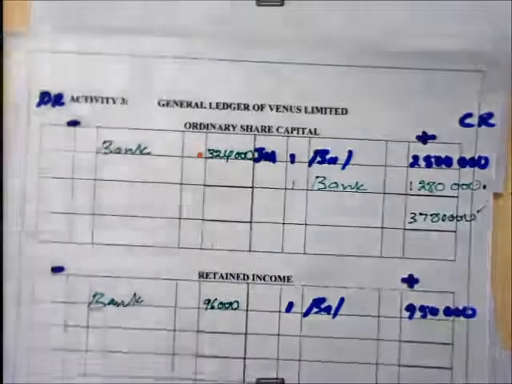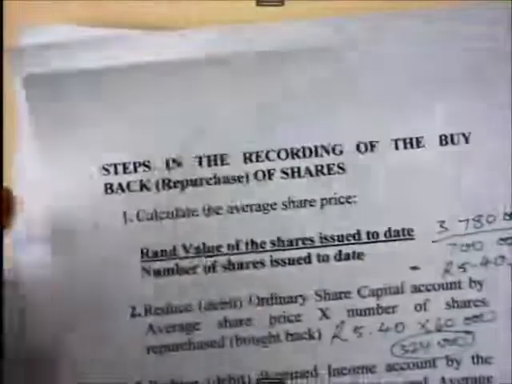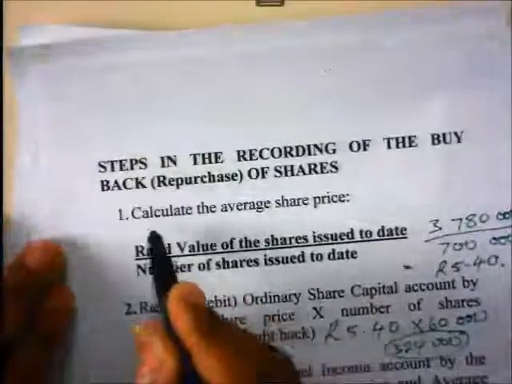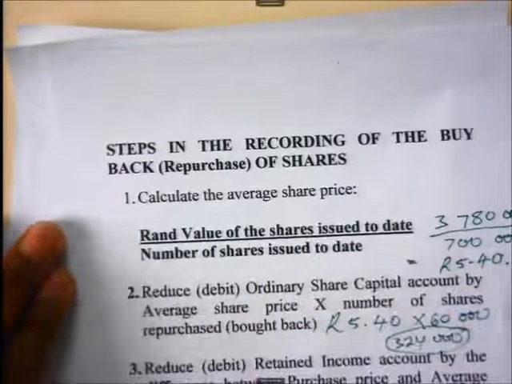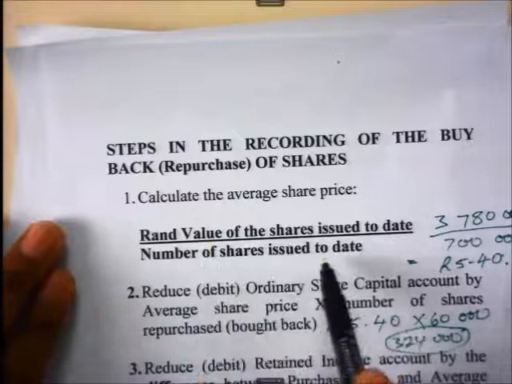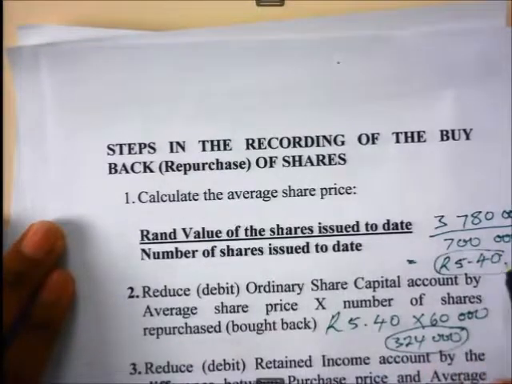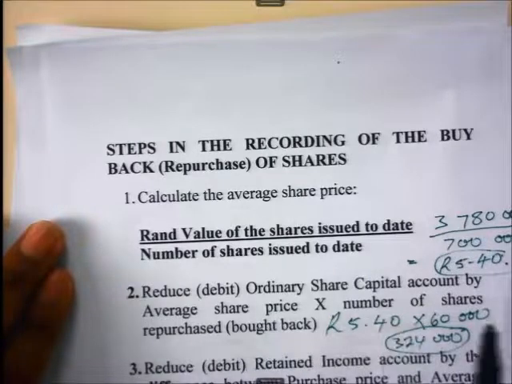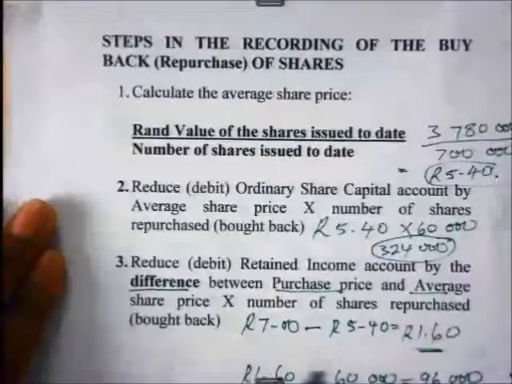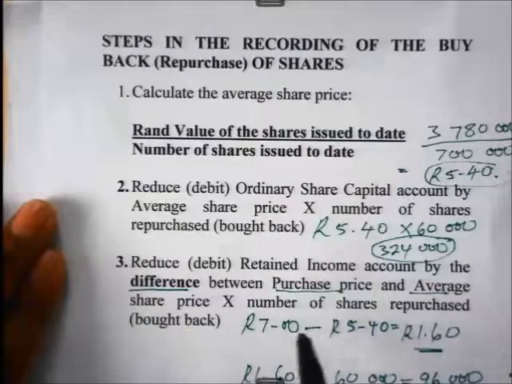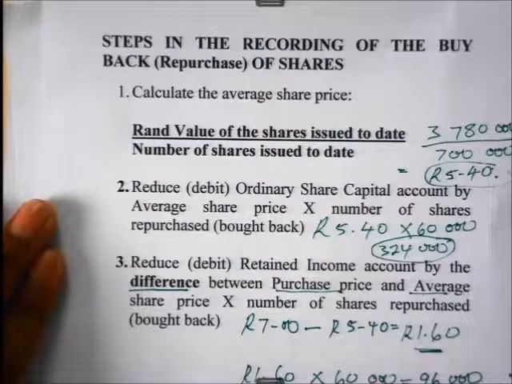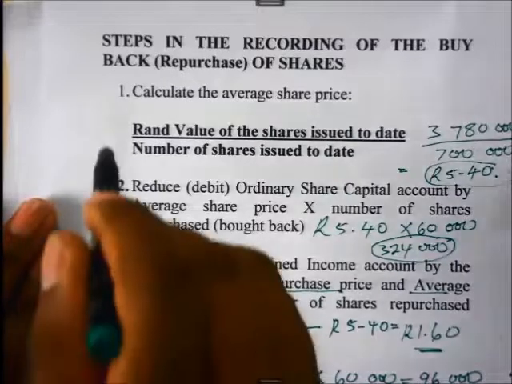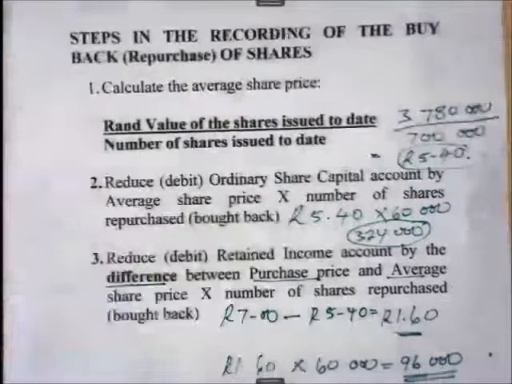And the next transaction. Now, let us recap on the buyback of shares. The first step, you calculate the average share price, which is the value of shares issued divided by the number of shares issued. After you have calculated that, you reduce the ordinary share capital by the average share price multiplied by the number of shares repurchased, and you reduce the retained income by the difference between the purchase price and the average share price multiplied by the number of shares being repurchased or bought back. I think if you can follow these steps, you will never go wrong.